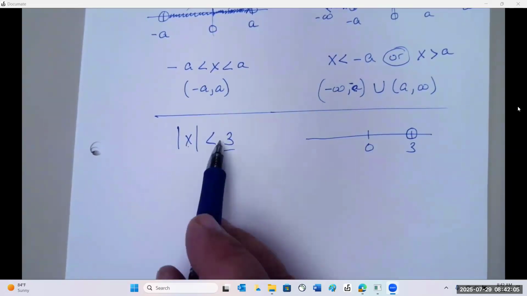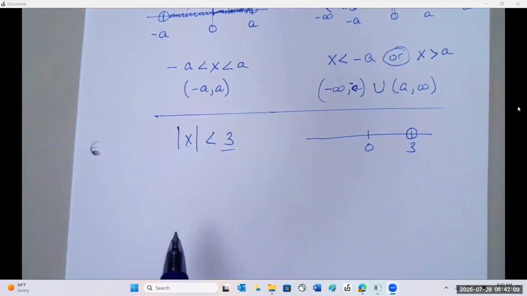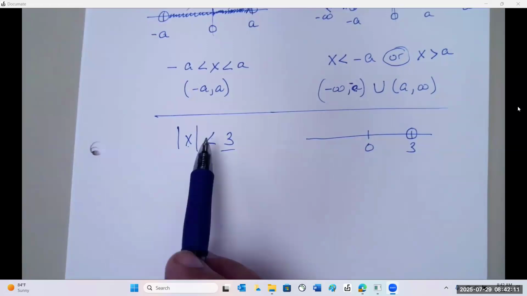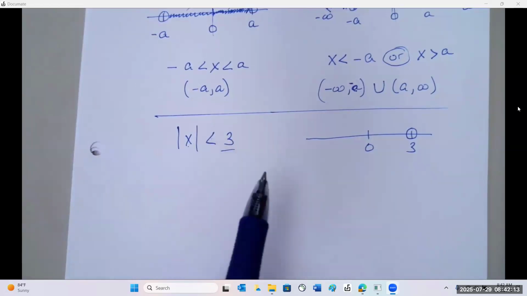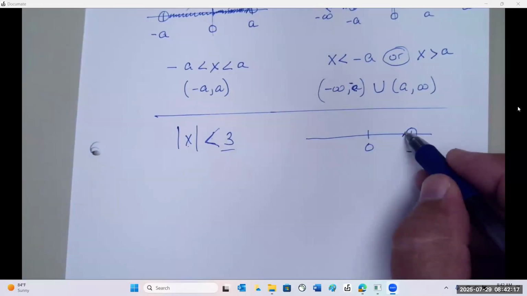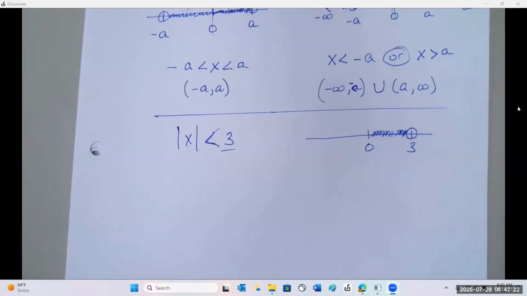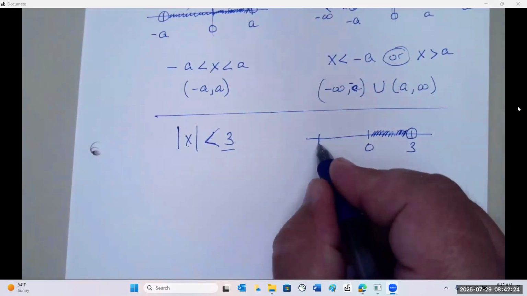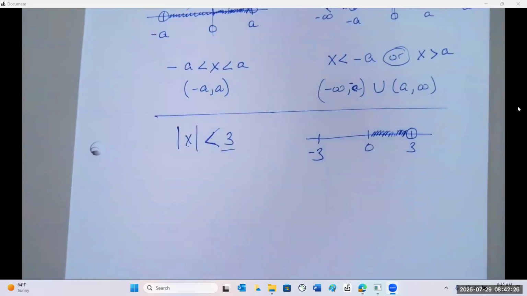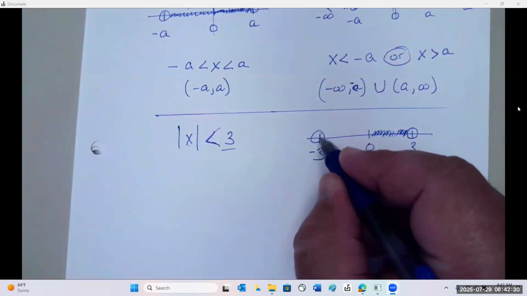What does this tell me? Forget the absolute values right now. What does it tell me? Well, yeah, because X is less than 3. It means it's going to the left. It's pointing to the left. So I have to go this way to 0. So from the negative 3, I do the opposite. If I'm less than 3, I got to do the opposite. I'm greater than negative 3.